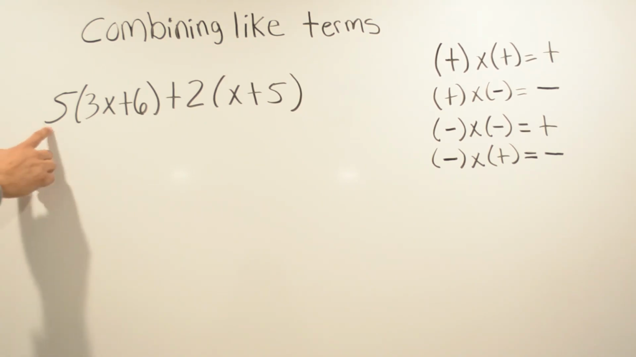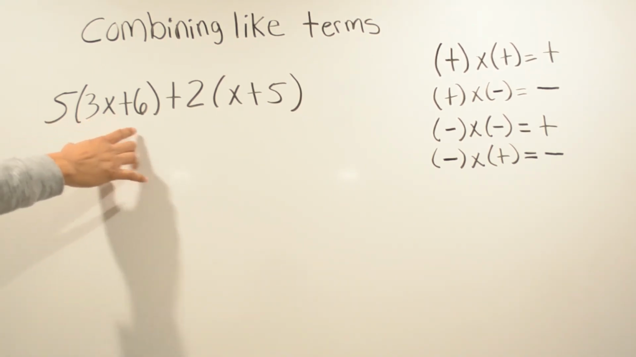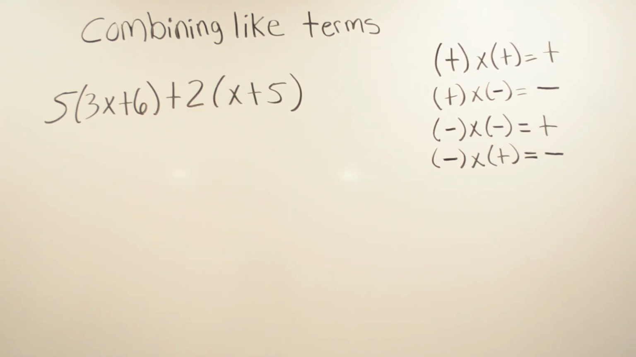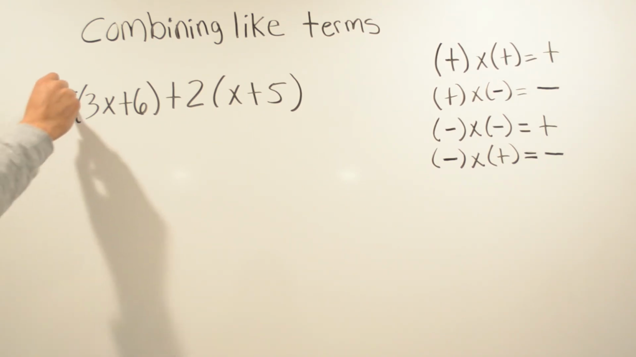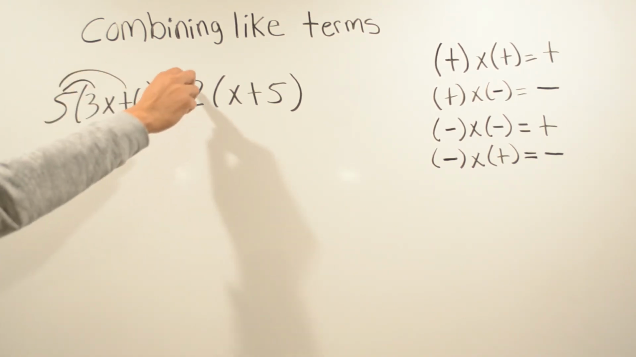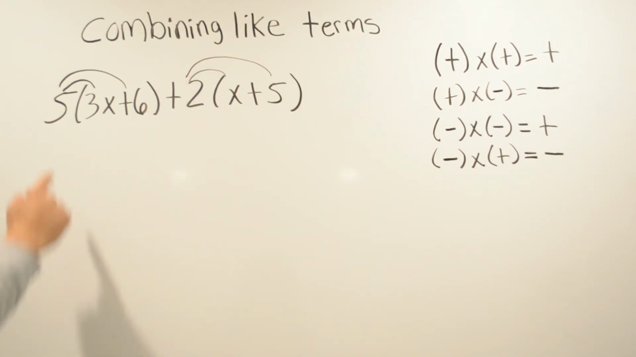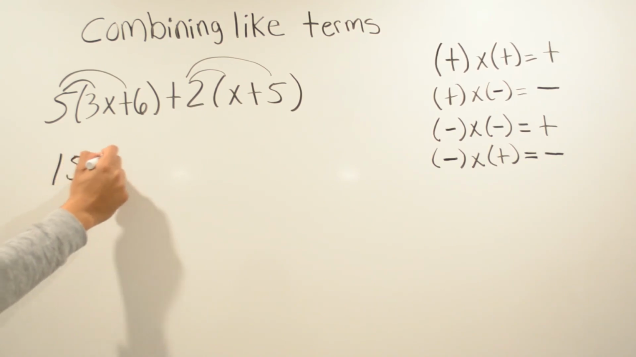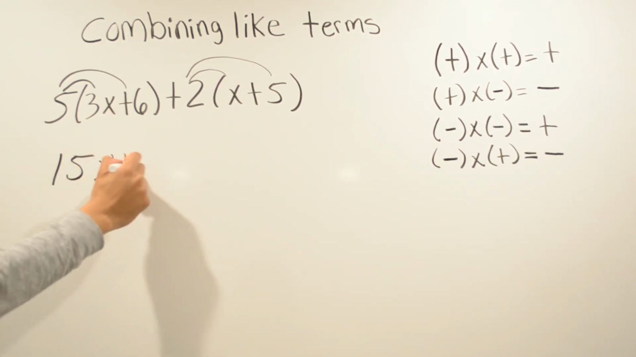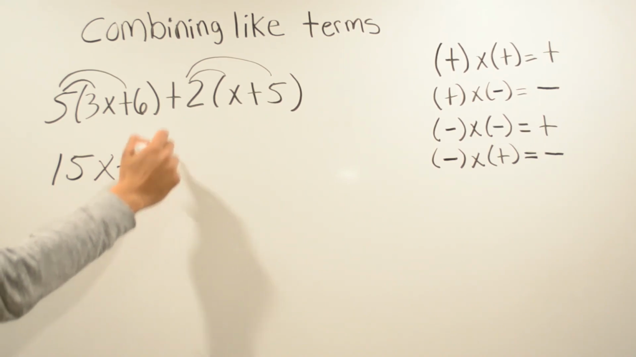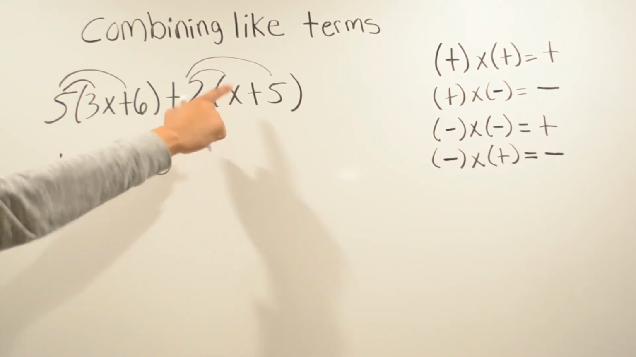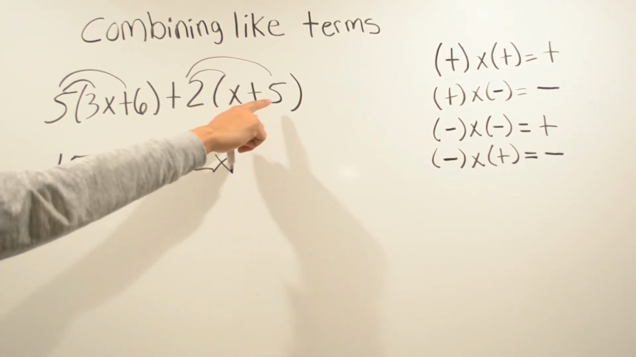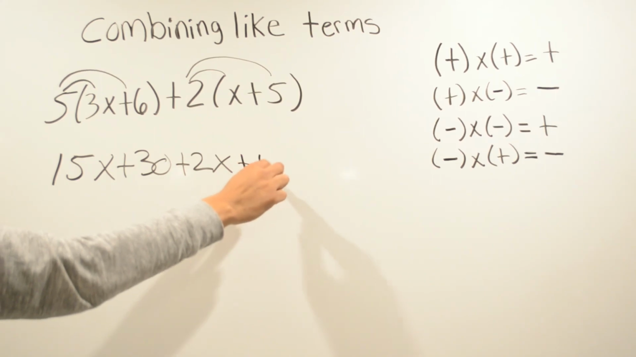In this problem we have 5 parentheses 3x plus 6 close parenthesis plus 2 parentheses x plus 5. So before we can combine any like terms, we're going to go ahead and multiply this and multiply this too. So you do 5 times 3x is going to give you 15x plus 6 times 5 is 30. 2 times 1 or x is going to be 2x. Then we have 2 times 5 is going to give us positive 10.